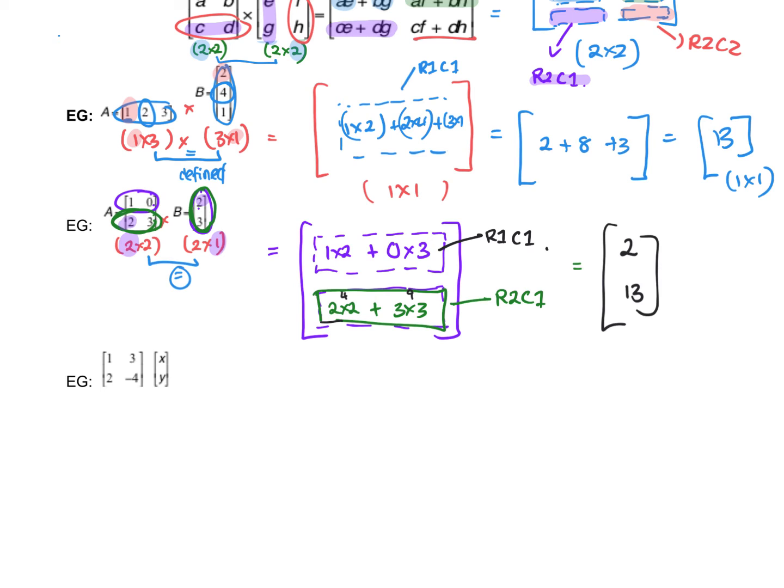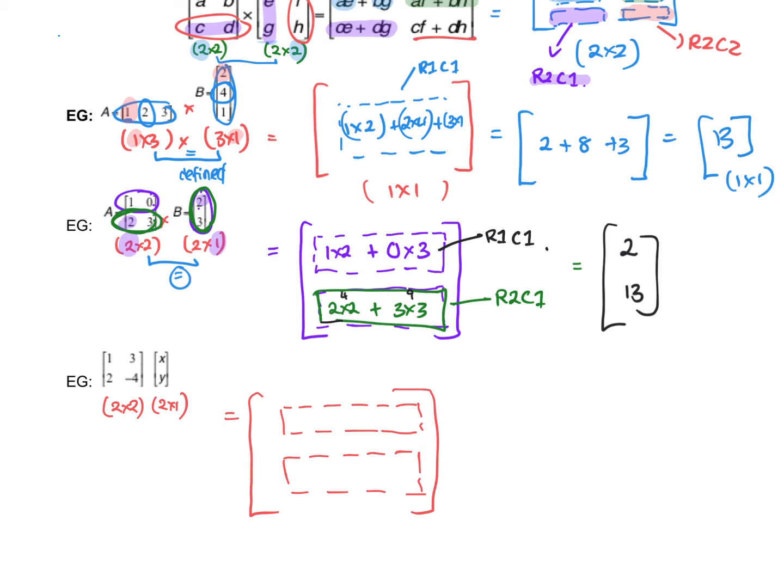All right. This last one is still doing the same as we had just then. We've got a 2 by 2 with a 2 by 1. So when the answer comes out, it'll be a 2 by 1 again. But you've got letters in this one, but it doesn't matter. You just leave the letters in there.